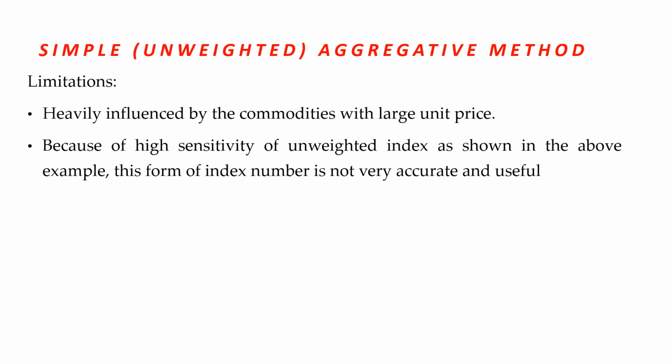Now coming to the limitation of this method. One of the most important limitations is that it is heavily influenced by the commodity with a large unit price. Those commodities having a very high unit price will constitute high weightage in this index. And because of the high sensitivity of the unweighted index, as shown in the above example, this form of index number is not very accurate and useful. So it is not very accurate and useful because of this limitation.